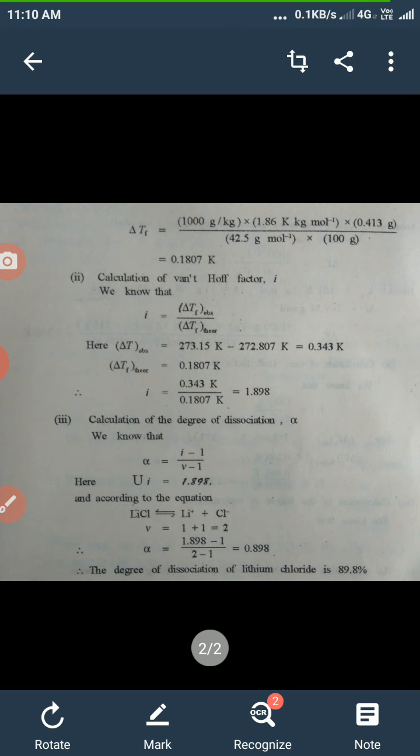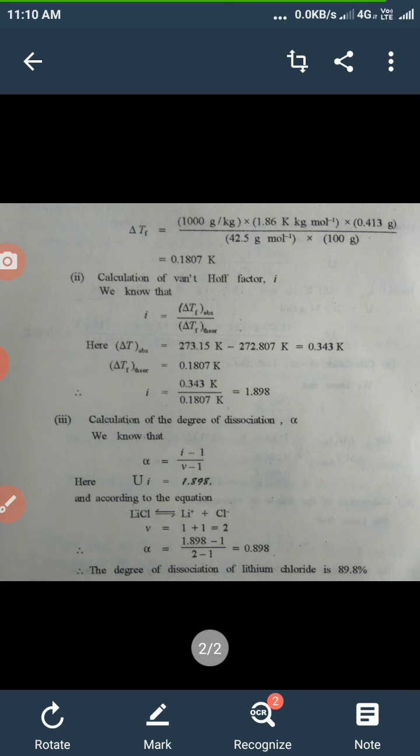Now we know that degree of dissociation alpha is equal to I minus 1 divided by nu minus 1, where I is Van 't Hoff factor, in this case 1.898, and nu denotes how many ions one molecule of electrolyte dissociates into. In this case LiCl dissociates into Li plus and Cl minus, that is we get a total of 2 ions, therefore nu will be equal to 1 plus 1, that is 2.